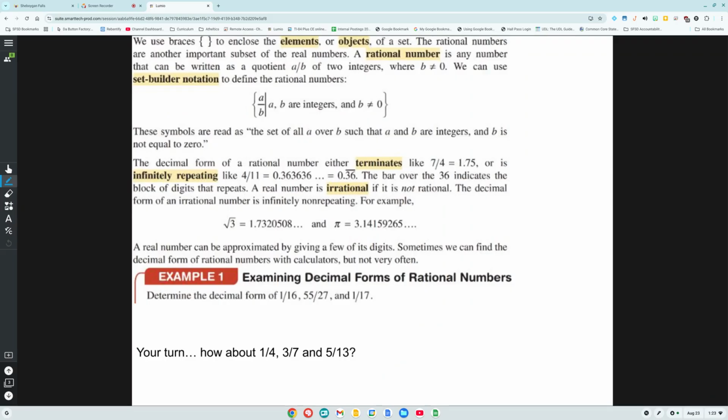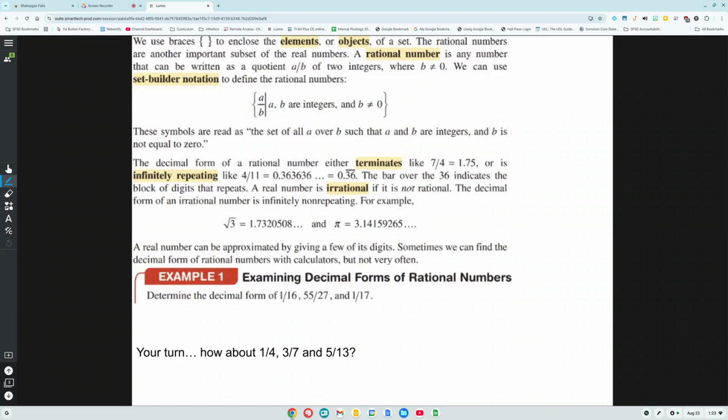If we have a discrete set, we use braces. So I'm just going to read, this is just taken out of the book, but it's again all prerequisite stuff. We use braces, which are those squiggly brackets, to enclose elements or objects of a set. The rational numbers are another important subset of the real numbers. A rational number is any number that can be written as the quotient a over b of two integers. We already said that. Really, a rational number is just a fraction.